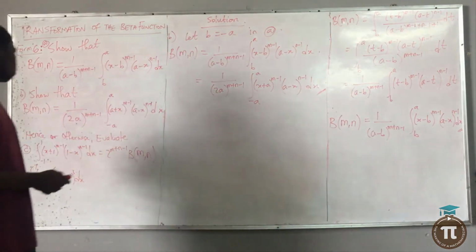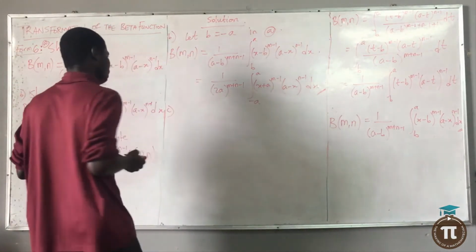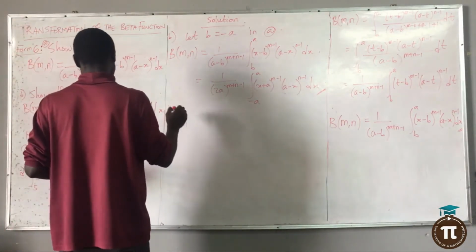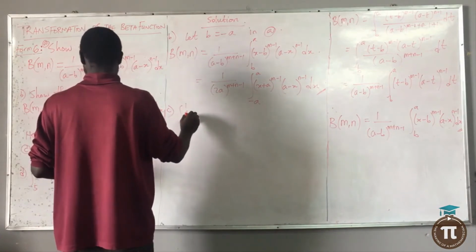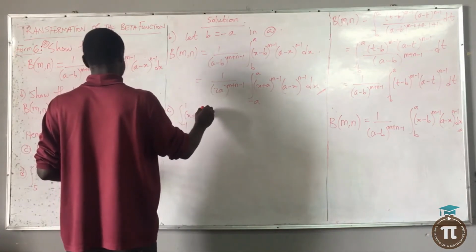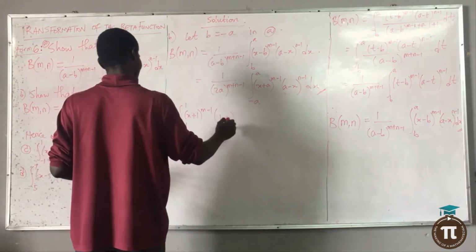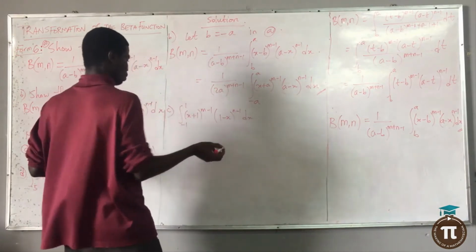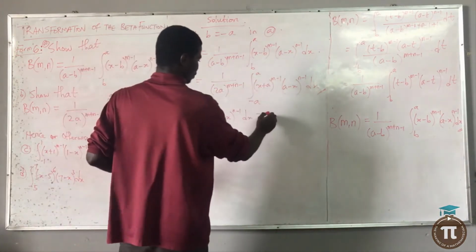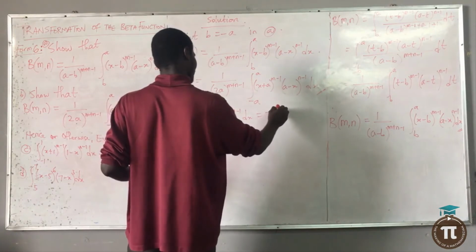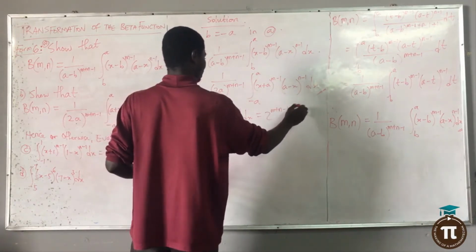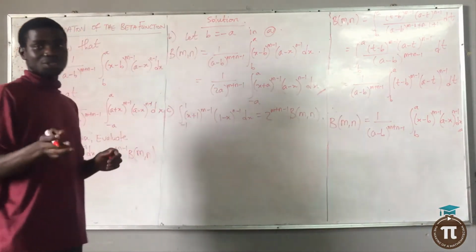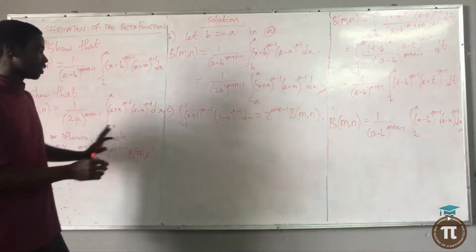Now we want to evaluate this for C. So in this case, we want to show this. We want to find the integral from -1 to 1 of (x+1)^(m-1) (1-x)^(n-1) dx. We want to show that it's equal to 2^(m+n-1) times the beta function of m comma n.